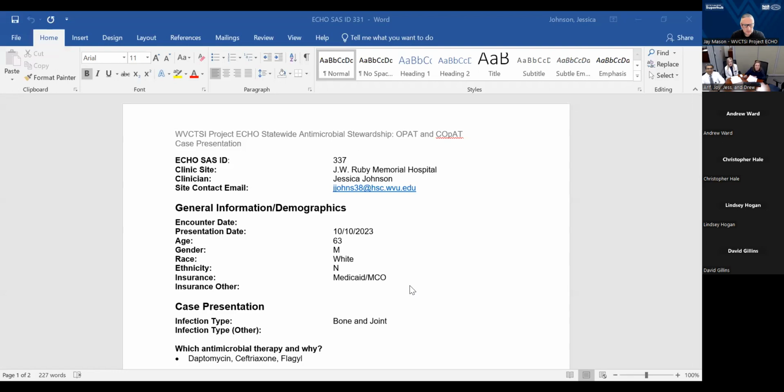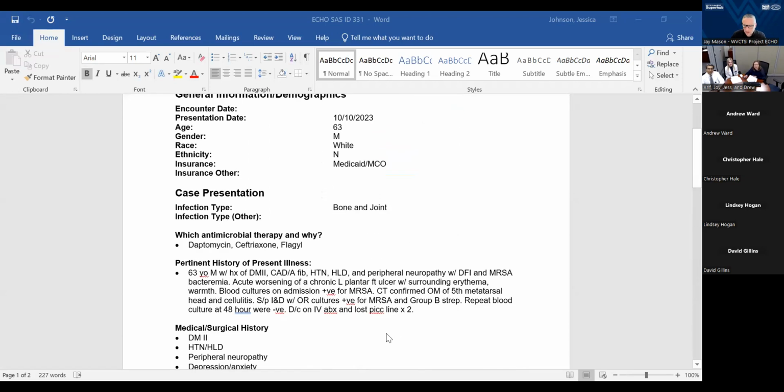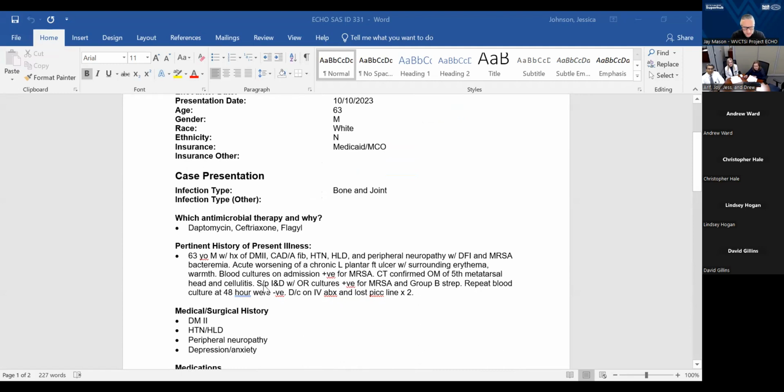So Julie brought up a really good point, and I'll try and bring it up for this patient as well, about linezolid and maybe considering a longer course. So this is a 63-year-old patient with diabetes, coronary artery disease, and peripheral neuropathy with a diabetic foot infection and what I would describe as low-grade MRSA bacteremia. He came in with acute worsening on the day of admission, had some surrounding erythema. One blood culture set was positive for MRSA, one was negative. A CT scan confirmed he had osteomyelitis of his 5th metatarsal.